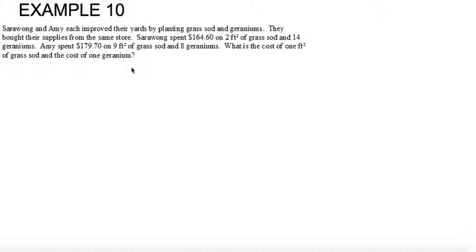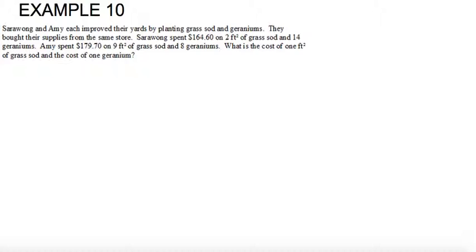Sarah Wong spent $164.60 on 2 square feet of grass sod and 14 geraniums. Amy spent $179.70 on 9 square feet of grass sod and 8 geraniums. What is the cost of 1 square foot of grass sod and the cost of 1 geranium?